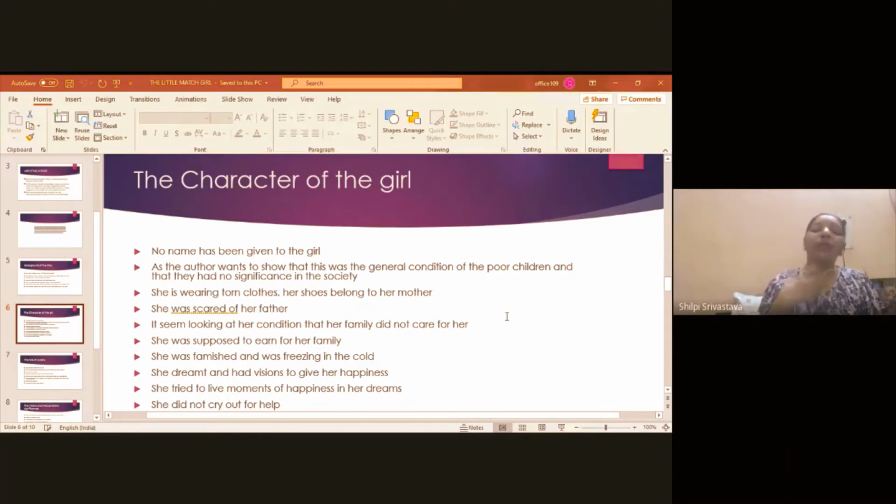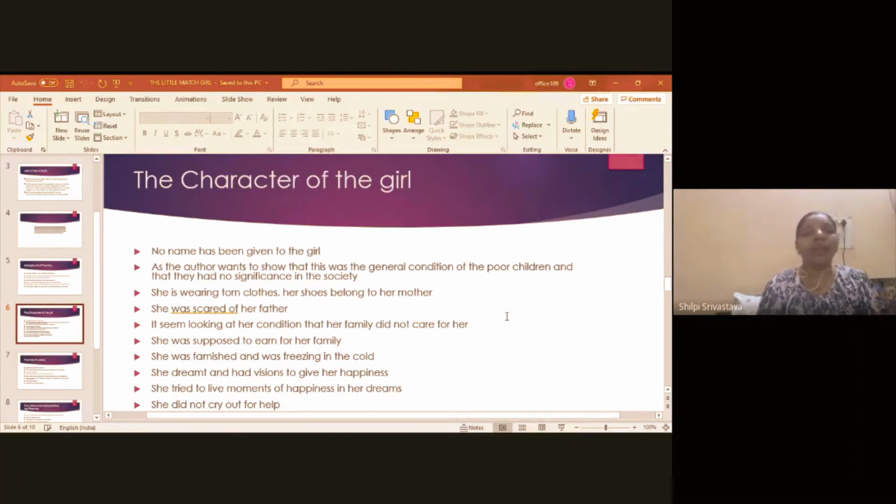Because even if she was going out to sell matchboxes, the family could have provided her some warm clothes, some proper shoes, so that she could keep herself warm out in the winters. She dreamt and had visions to give her happiness. She was famished and was freezing in the cold.